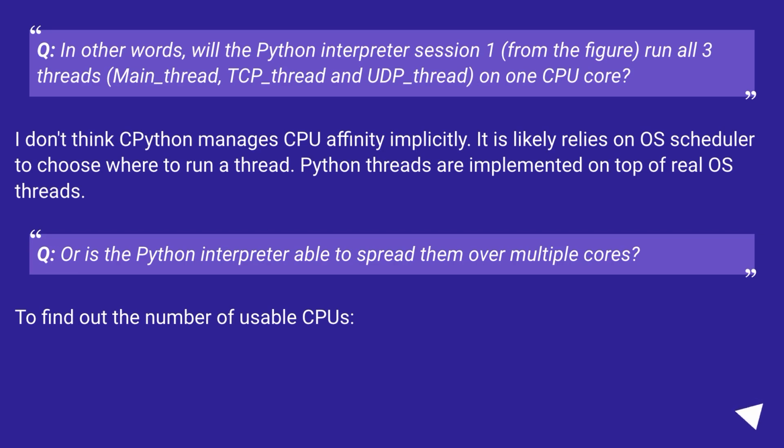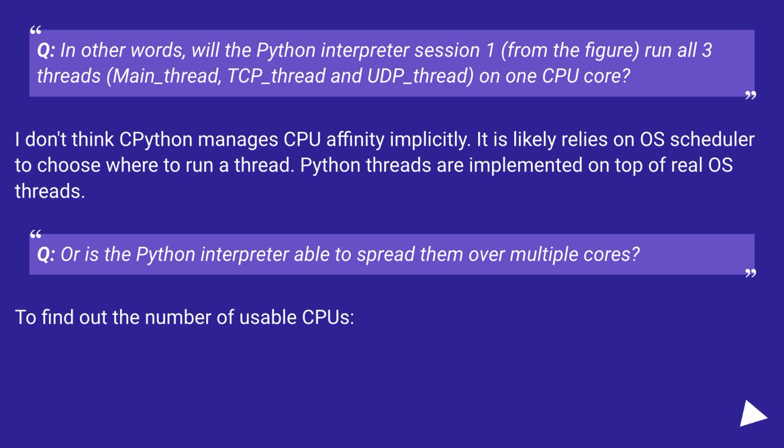Q. In other words, will the Python interpreter session 1, from the figure, run all three threads, main_thread, TCP_thread and UDP_thread, on one CPU core? I don't think Python manages CPU affinity implicitly. It likely relies on the OS scheduler to choose where to run a thread. Python threads are implemented on top of real OS threads.